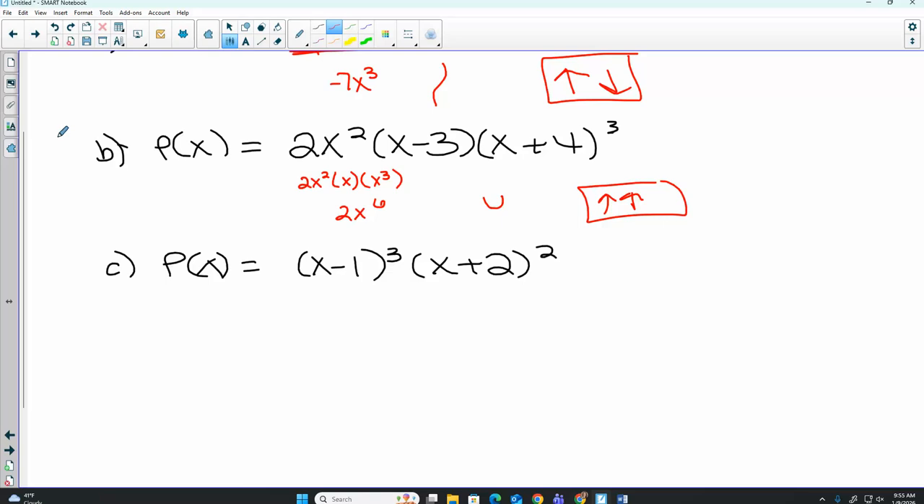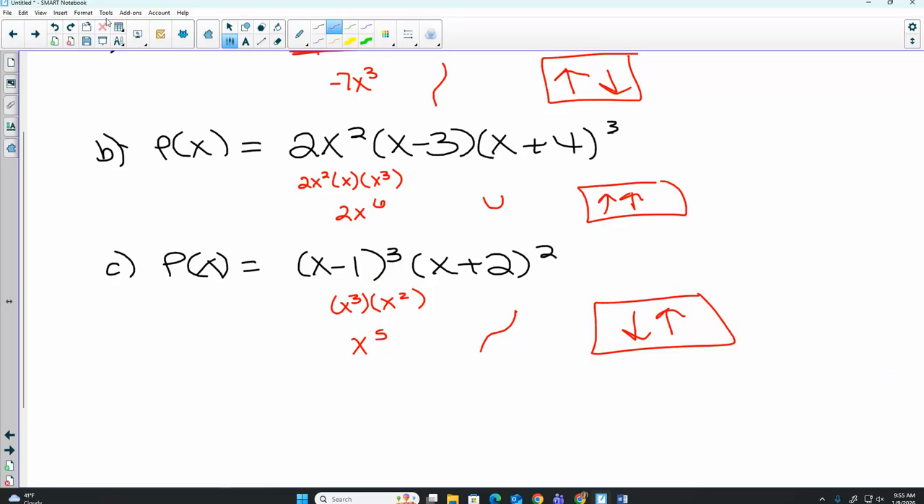What do we think in behavior? Down, up? Okay. Since it is multiplied, we have to get our leading term. So if we think that's like an x cubed times an x squared, which is x to the 5th. Odd powers look like a chair. There's not a negative to flip it, so you guys are correct. Down, up. Do we need more end behavior questions?